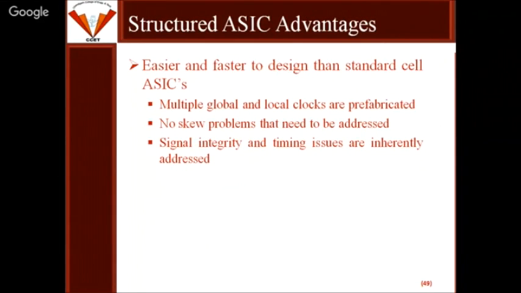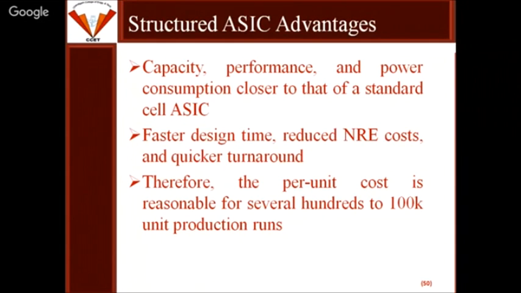So multiple global and local clocks are prefabricated in this case, while in FPGA everything we have to fabricate. Multiple clock skew problems that need to be addressed and signal integrity and timing issues are inherently addressed already. So capacity, performance, and power consumption are closer to that of standard cell ASIC, with faster design time and reduced cost. Therefore, the per unit cost is reasonable for several hundreds to 100,000 unit production runs.